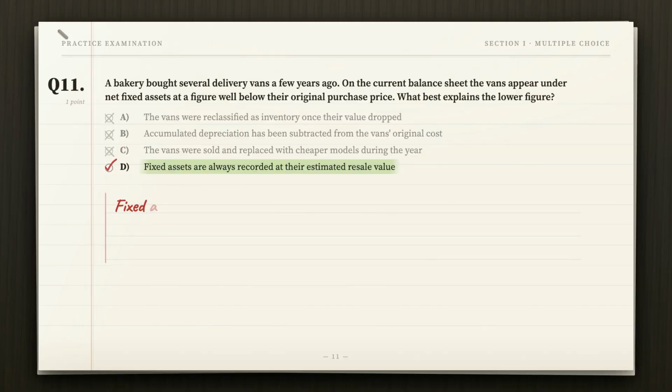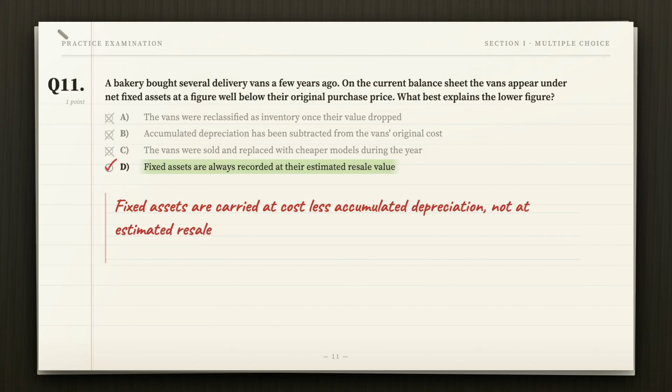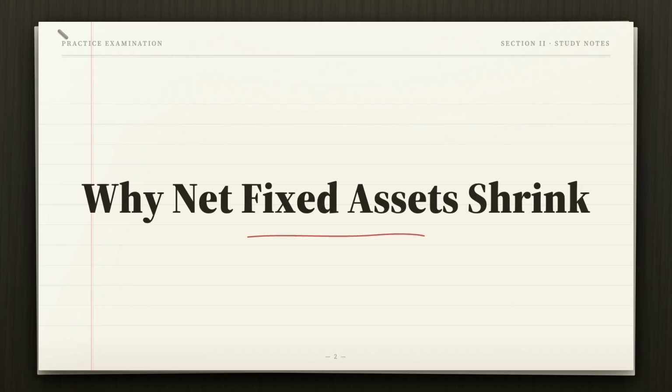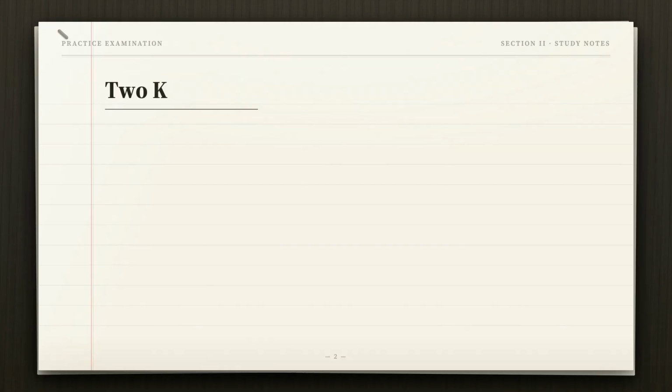D is wrong because fixed assets are carried at cost, less accumulated depreciation, not at estimated resale value. Book value and current market value can differ by a wide margin. A delivery van bought years ago shows up on today's balance sheet at less than its purchase price, and nothing has gone missing. The answer is hiding in the phrase net fixed assets.